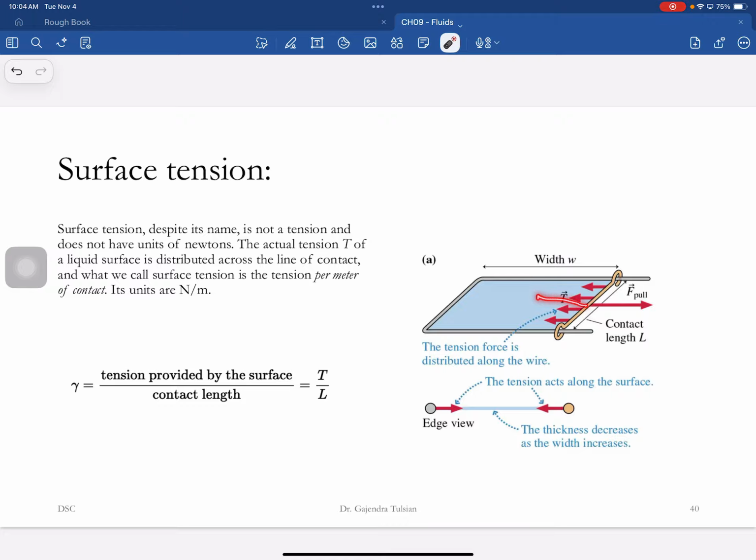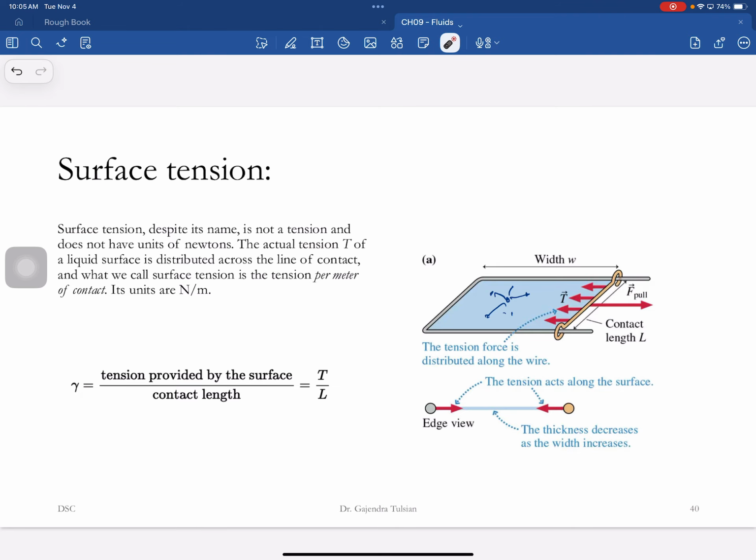Okay, so surface tension is defined as this tension divided by the length of this surface. Okay, tension divided by the length. Okay. So the actual tension is equal to the force you applied. So that's how you measure this tension. Okay. So the actual tension of the surface is distributed across the line of contact, and its units are T over L. Okay. So anyway, if the molecules attract each other strongly, if the cohesive forces, that is the force between these molecules, are great, then this surface tension will be great.